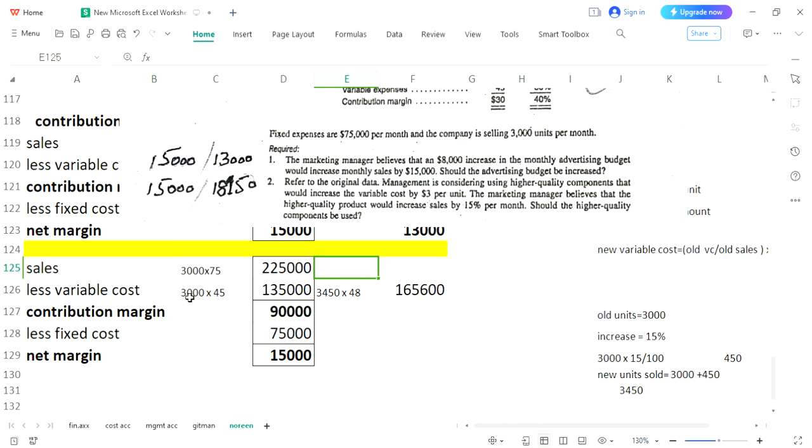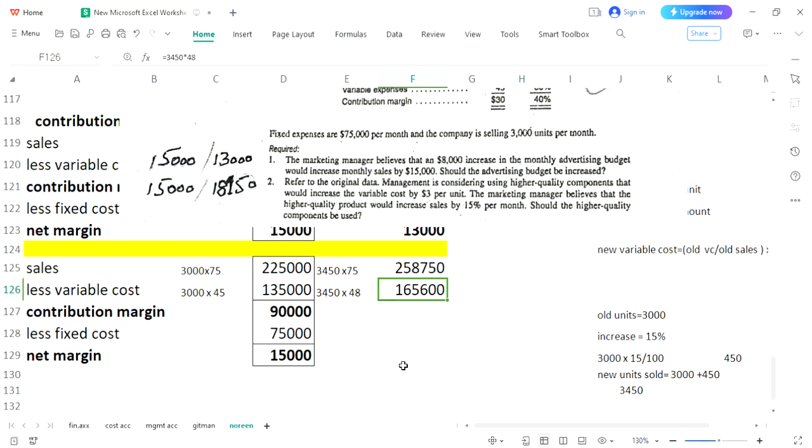Okay, sale price is 75, we accept, but here we have calculated that the number of units sold would increase from 3000 to 3450. So you will calculate your new sales: 3450 new number of units, multiplied by sale price 75. Please note it down. Your new sales would be arrived over here as 3450 multiplied by 75.